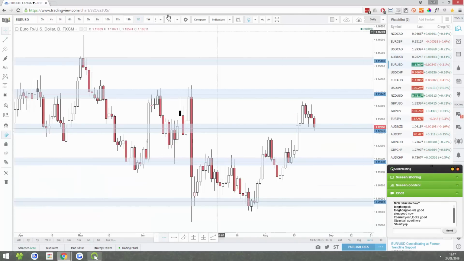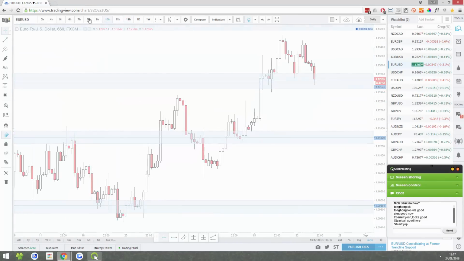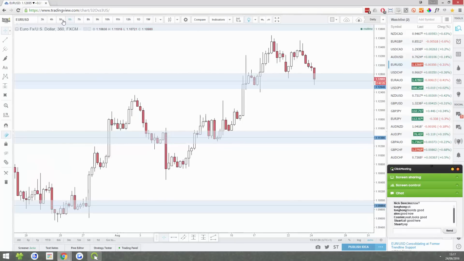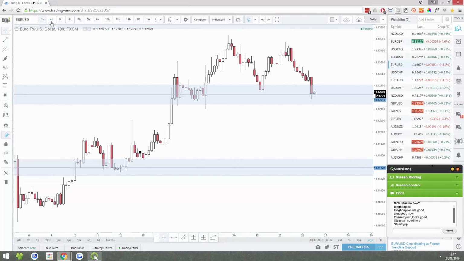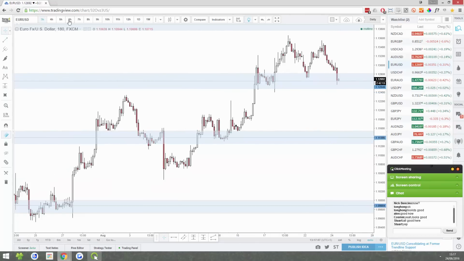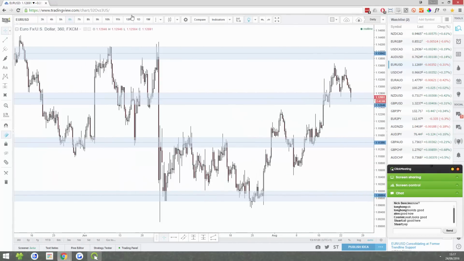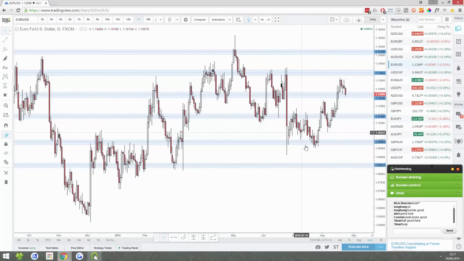Let's check out Euro USD, see what that's up to. Euro USD is heading back down into support. We are getting some signs of potential indecision forming here. Price might be stalling, and it is part of an overall uptrend.